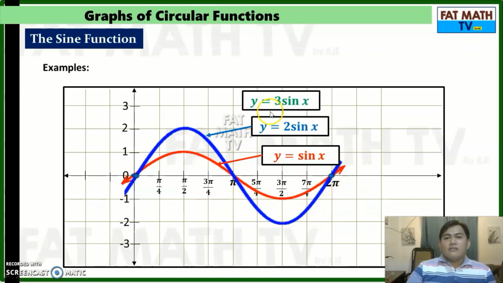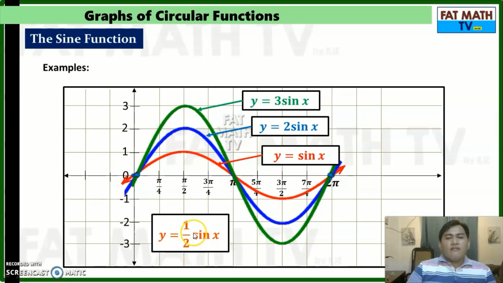Okay, how about if the function is y equals 3 sine x? How will the graph look like? It's just going to be like this. Much taller than y equals sine x. The maximum point here is at 3, and the minimum value is negative 3. So that's the effect when we change the number before the sine x. If we have values greater than 1, it will stretch the graph vertically.